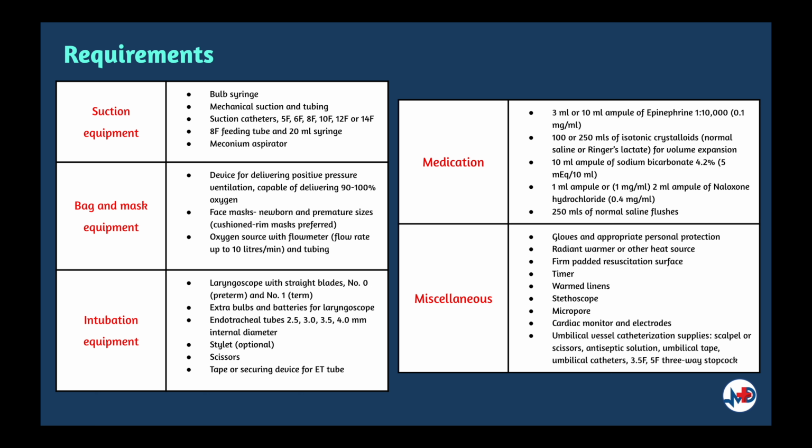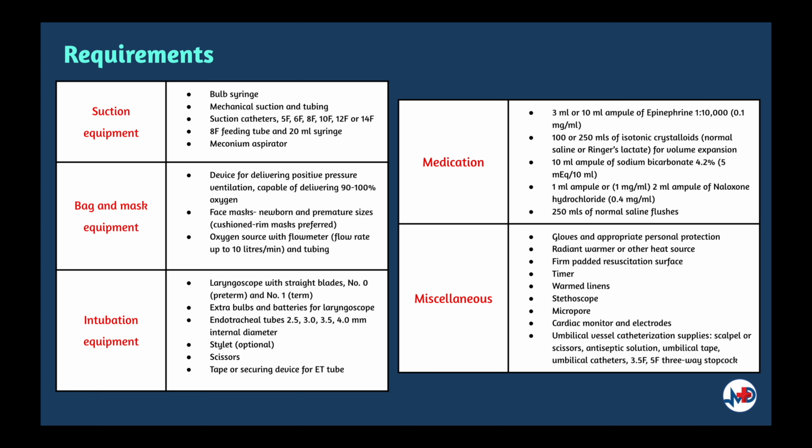So you would require suction equipment, which includes the bulb syringe, mechanical suction and tubing, suction catheters, feeding tube, a 20 ml syringe, as well as a meconium aspirator. For the bag and mask equipment, this is a device for delivering positive pressure ventilation capable of delivering 90 to 100% oxygen. Face masks are used for newborn and premature sizes, with cushioned rim mask preferred, and an oxygen source with flow meter, flow rate up to 10 liters a minute, and the tubing has to be ready.